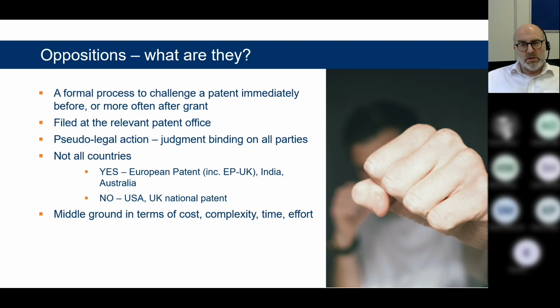Not all countries have an opposition system. I've mentioned there the main countries that do have really quite robust systems: Europe, India, Australia. But lots of countries such as the US and UK, if you're going down the national route, not through a European patent, they're not subject to oppositions at all. They are the middle ground in terms of complexity and cost, but the potential to remove the patent in one go, never to return, is a huge draw. And in Europe, it's a very effective tool, and it's used quite often to try and knock out patents, even by relatively small companies with limited resources. So it's definitely the preferred option over a full revocation action.